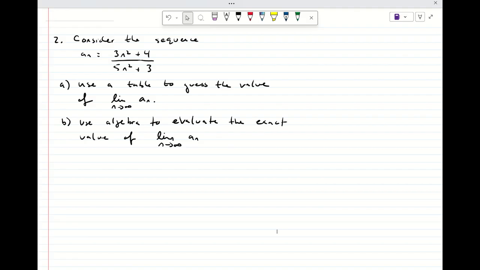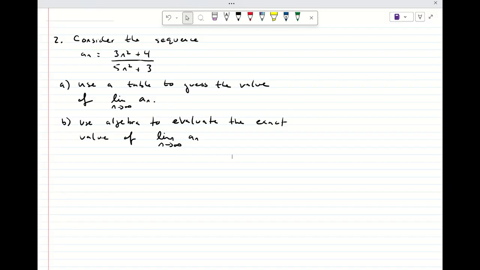In this problem, we're asked to consider the sequence 3n squared plus 4 divided by 5n squared plus 3. And we're going to analyze it using two techniques. First, we're going to use a table to guess what the value of the limit is as n goes to infinity. And then for part B, we're going to use a little bit of algebra to determine what the exact value of the limit is.